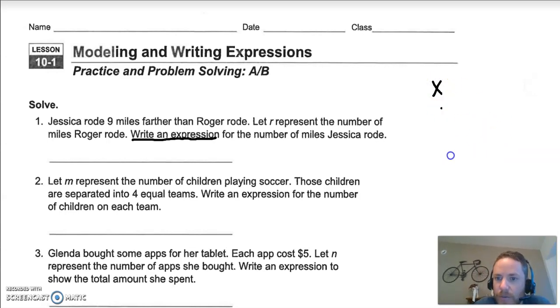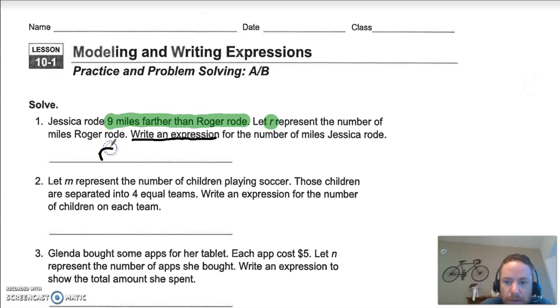Expressions are math problems where we don't have all the information. In this case, what we do know is that she rode 9 miles farther than Roger rode, and we know Roger rode R miles. It says let R represent the number of miles Roger rode. So how would I figure out 9 miles farther than Roger? Well, I'd start with how far Roger rode, and then I would add 9 to it. Now, if you're wondering where I got the 9, it's just right here. If you're wondering where I got the farther, it's because I'm interpreting the word farther as we're going to need to add. Okay, let's check out number 2.